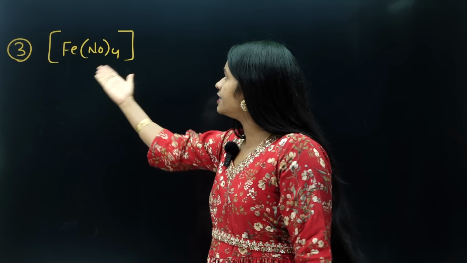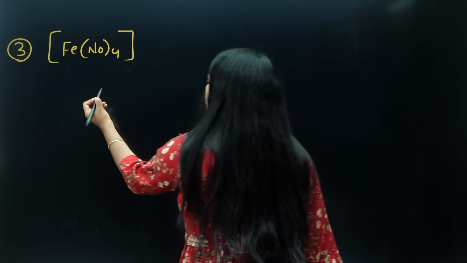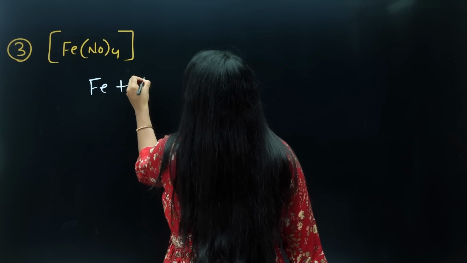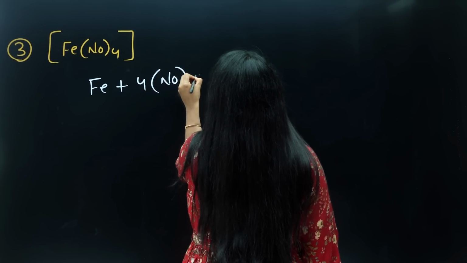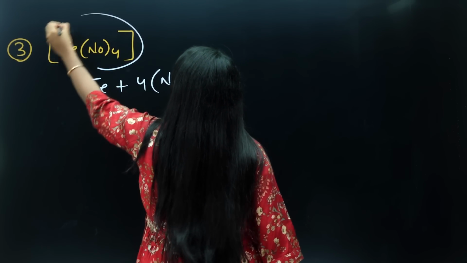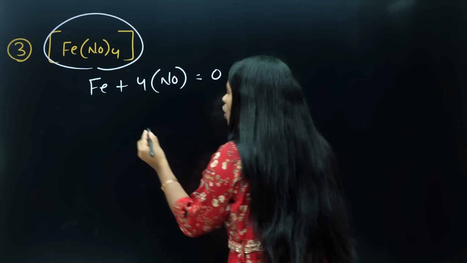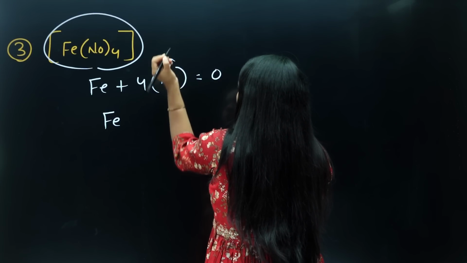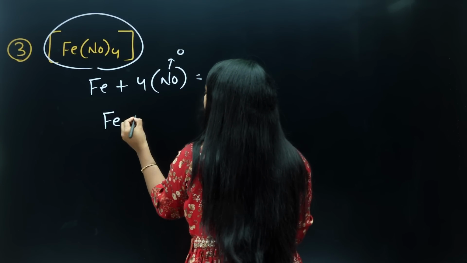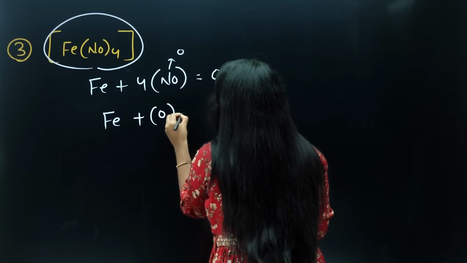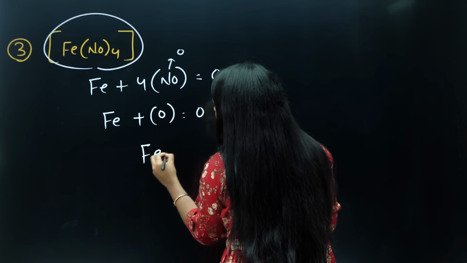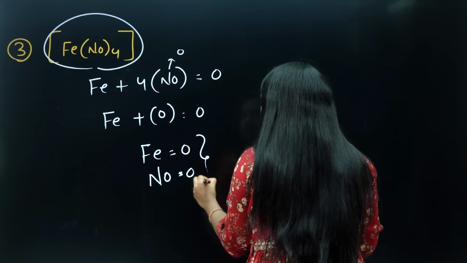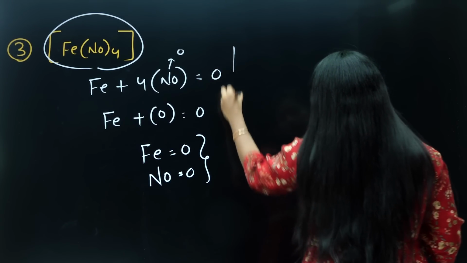Fe(NO)4, what is the oxidation state of iron in this example? So what you have to do is just take it out. Fe plus 4NO, the sum of oxidation states total is equal to the charge on the complex. There is no charge on the complex. Then Fe, here 4 NOs. Let us treat each one as a neutral ligand. Then 4 into 0 is equal to 0, so iron is in 0 oxidation state when NO is 0.